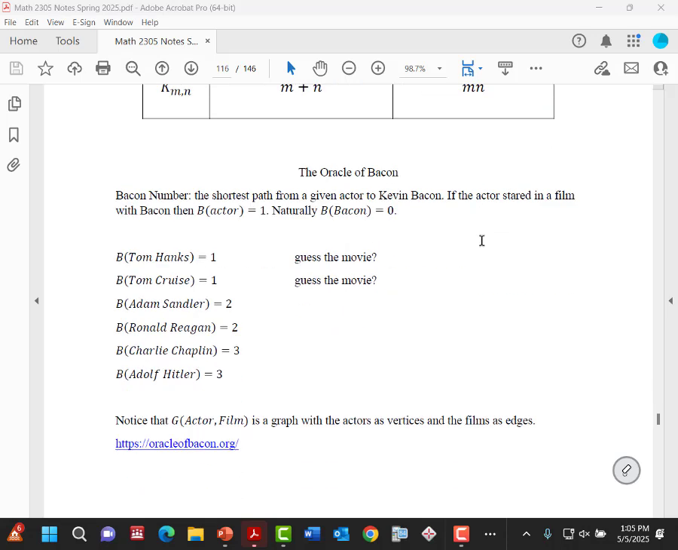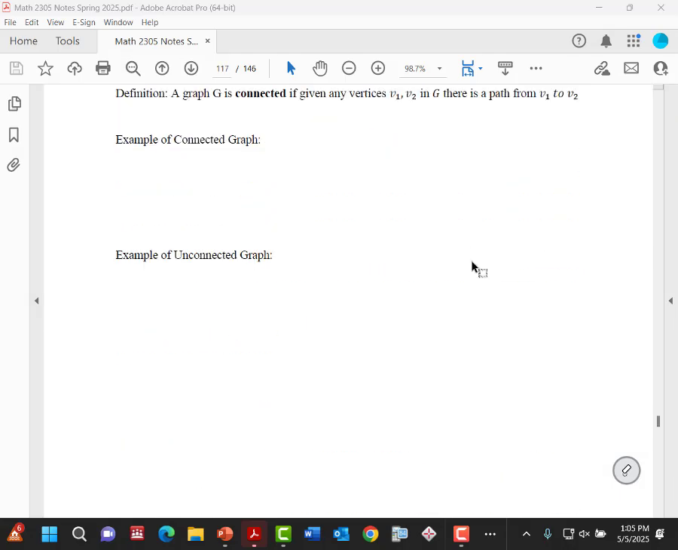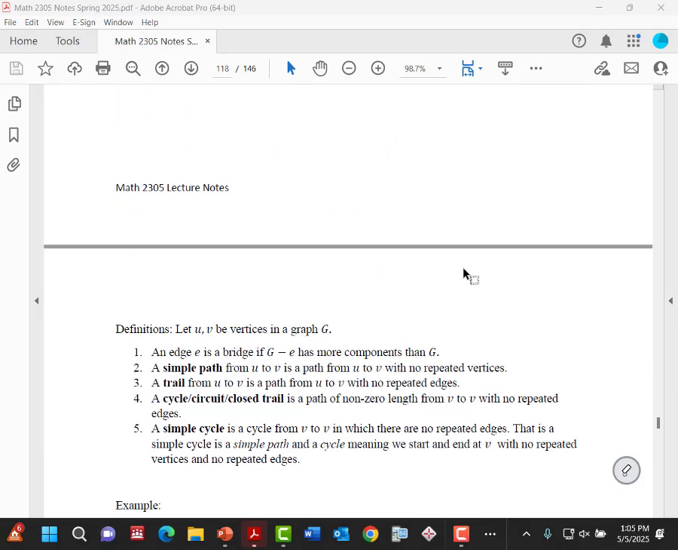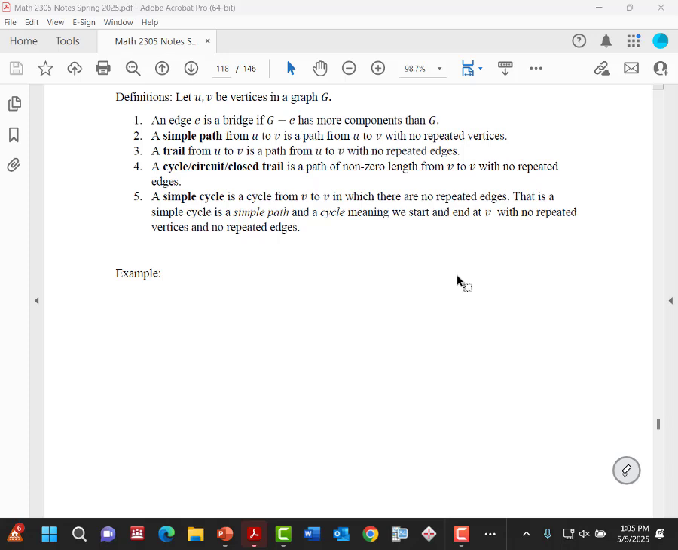Okay, let's slide a couple of slides down to this definition right here. So let's say that I have U and V, and they are vertices in a graph G. An edge E is a bridge if G take away E has more components than G.